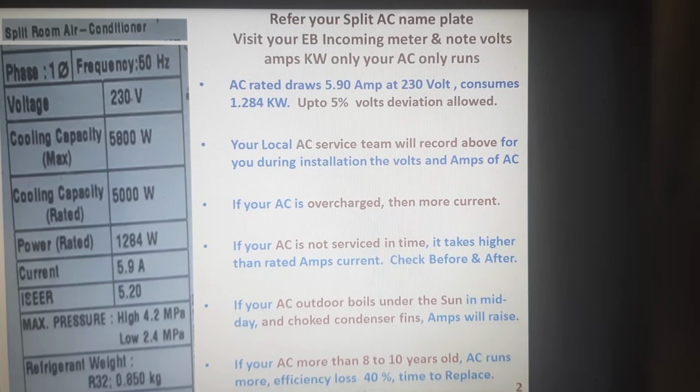If your AC is overcharged, then more current is drawn by your air conditioner. If your AC is not serviced in time, it takes higher rated current. Before and after, you can check your amps, what is the drop in amps after your service. And if your AC outdoor boils under the sun in the midday and has choked condenser fins, the amps will rise also. So if your AC is 8 to 10 years old, the AC runs more and the efficiency loss is around 40%, it is high time to replace your AC as such.